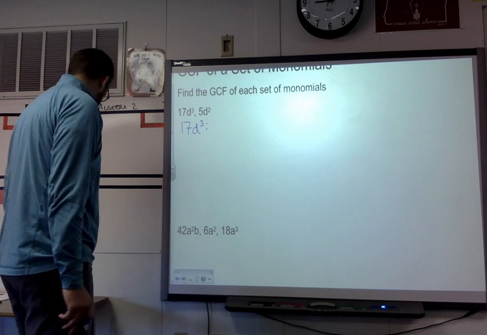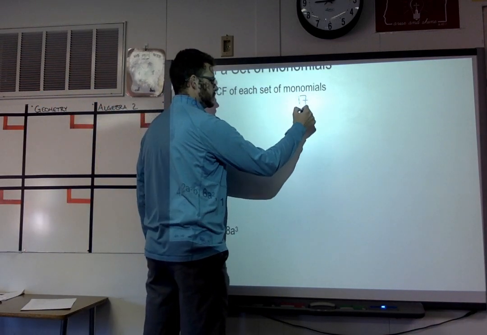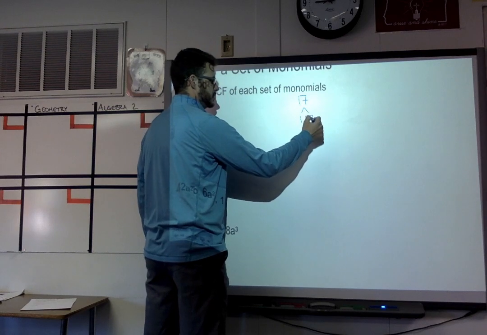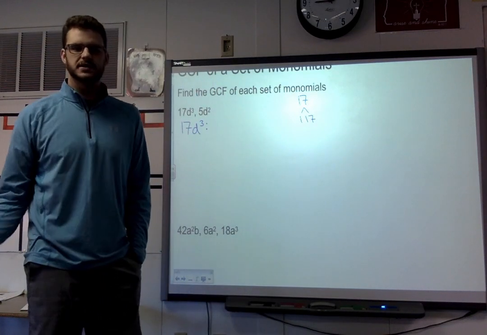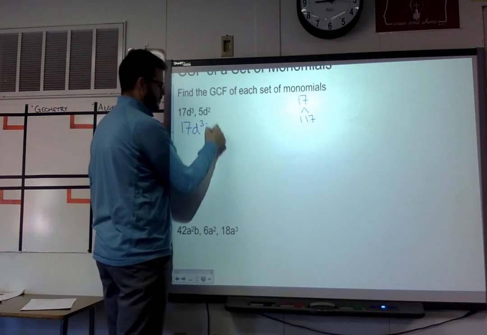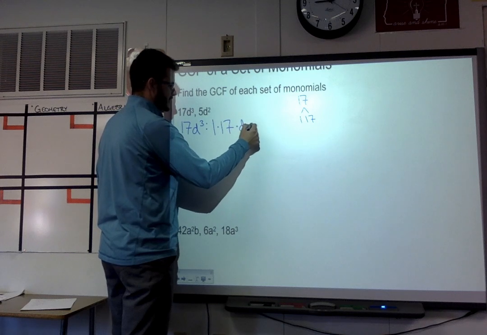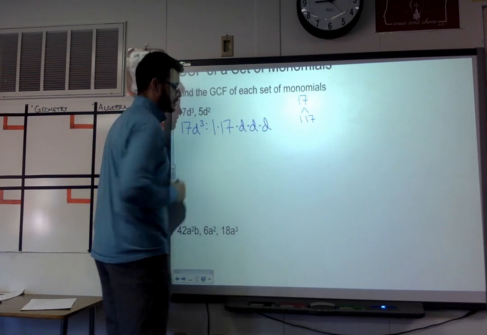cubed. Now if I take 17 and do my factor tree, all I can get is 1 times 17 because 17 is a prime number. So this would be 1 times 17 times d times d times d.